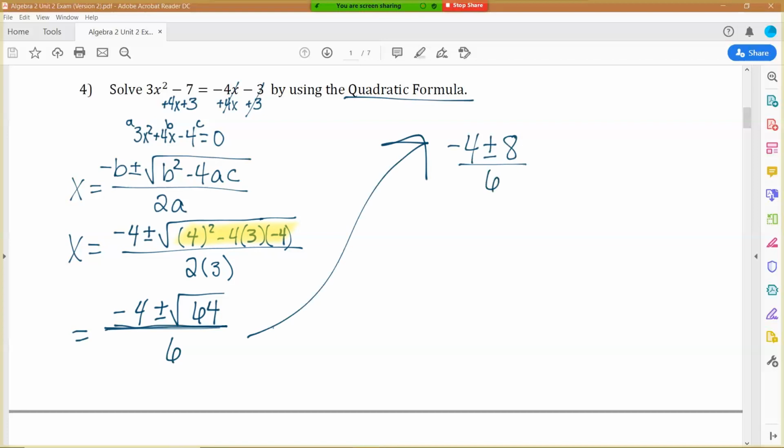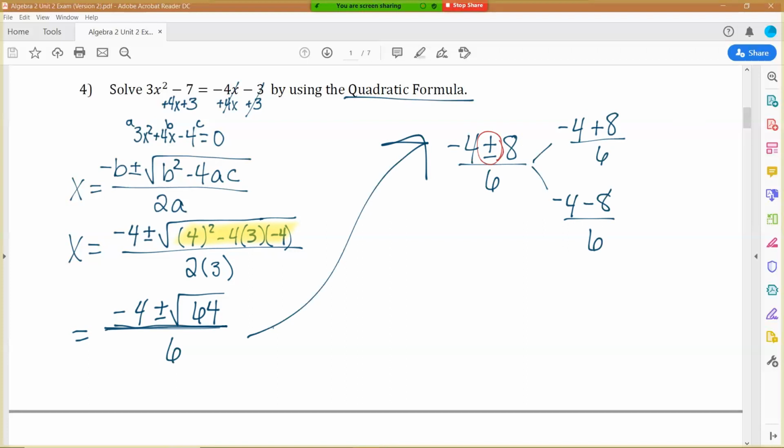Since we know the square root of 64 is 8, this is where we get to break this apart into two pieces. We're going to break it apart with -4 plus 8 divided by 6 and -4 minus 8 divided by 6. We're just breaking apart this plus or minus sign into two separate problems. Nothing else changes but that sign. The plus sign goes to one, the minus sign goes to the other. And then we're going to simplify both of these individually.